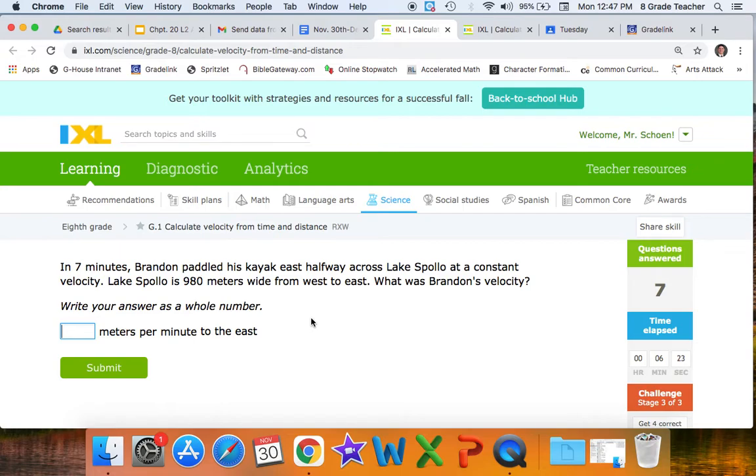What was Brandon's velocity? Remember, it gives us the time, it gives us the distance, but it says that Brandon only paddled halfway across Lake Spolo at a constant velocity. So if the lake is 980 meters, he went half of that. Half of 980, 980 divided by 2, is 490. He went 490 meters in 7 minutes, so I take 490 divided by 7 to get my actual meters per minute. 490 divided by 7 is going to give me 70.